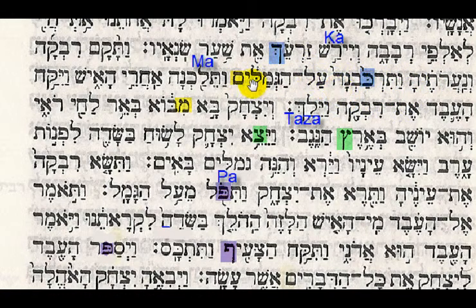The next Hebrew letter that has two types of letters is the ma. This is the regular ma, which would be at the beginning or in the middle of a word, and this is the final ma, which would be at the end of a word. Now I'll give you an example of that.